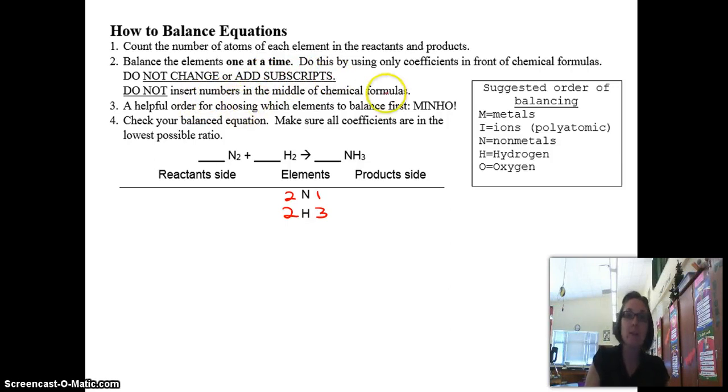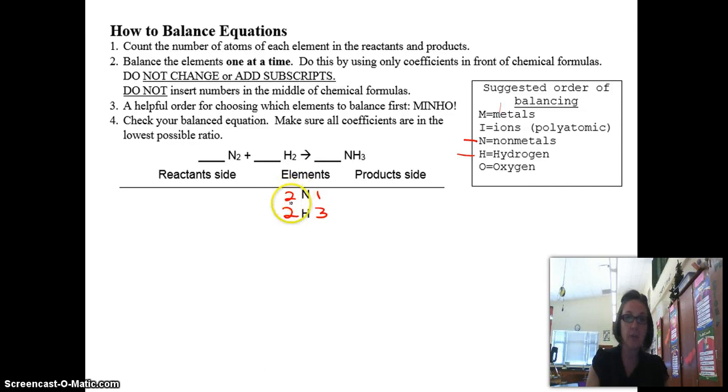The way we pick which element we're thinking of starting with is this box over here on the side. It's pronounced Minho, and it's the suggested order of balancing elements. If we had a metal in ours and it wasn't balanced, we would start with that. Later on in the year when we get to polyatomic ions, if you have one of those that's not balanced, you do that next. What we have are some nonmetals and hydrogen. So our nonmetal is nitrogen and hydrogen is next. So we're going to start by trying to fix nitrogen.